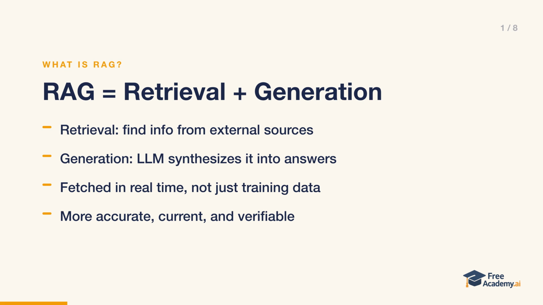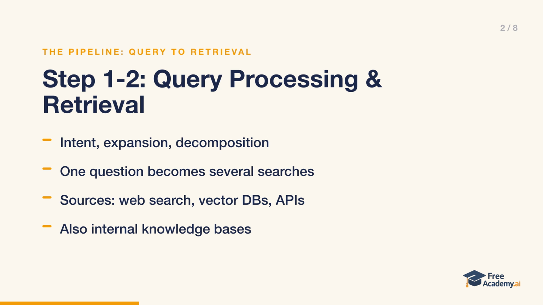Here is why that matters. Instead of relying only on what the model learned during training, a RAG system fetches relevant content in real time and uses it to build the answer. That makes responses more accurate, more current, and more verifiable. It also means your content can appear in AI answers as soon as it is retrievable, without waiting for a model to be retrained. Every RAG system follows a pipeline.